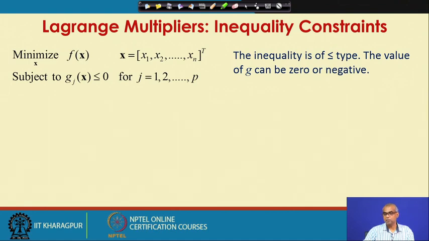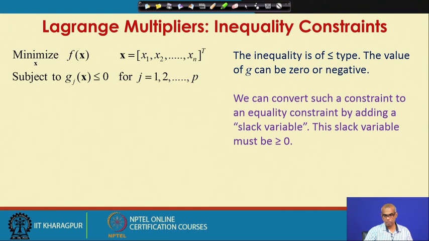Note that we are using the inequality of less or equal to type. So, the value of g, the constraint function, can be 0 or negative. As we discussed before, if you have an inequality constraint which is greater or equal to type, you can always convert it to less or equal to type by multiplying it with -1. We can convert such a constraint to an equality constraint by adding a slack variable, and this slack variable must be greater or equal to 0.